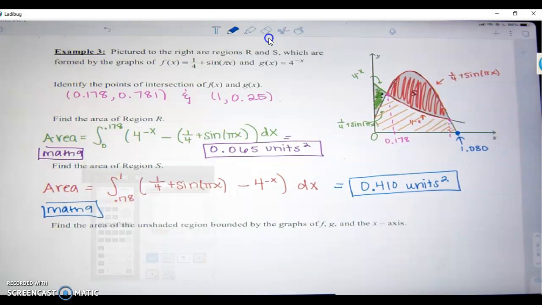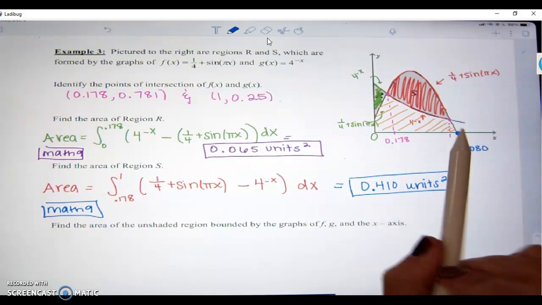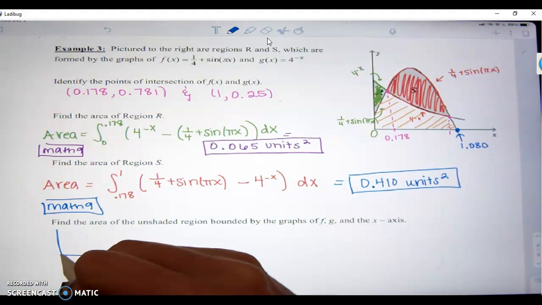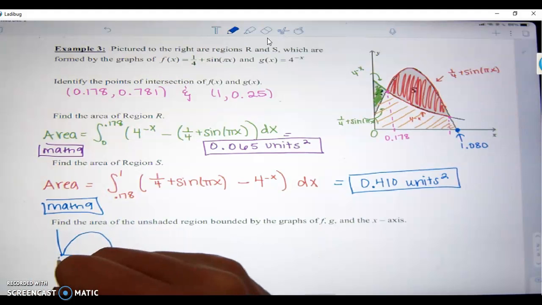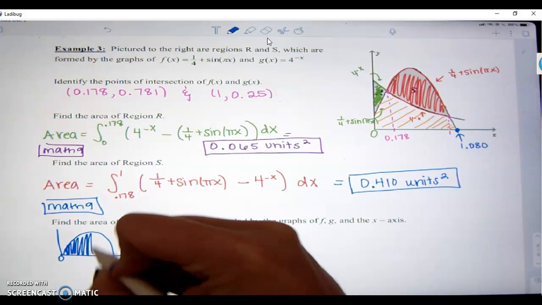Okay, so here's what we can do. If we want to find this area here, we do have to go from 0 to 1.80. So I'm going to draw a little picture of what I'm going to actually do. I'm going to find the area under this whole curve, so from 0 to 1.80, I'm going to find this whole area.